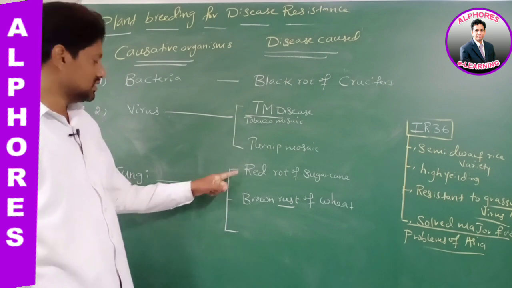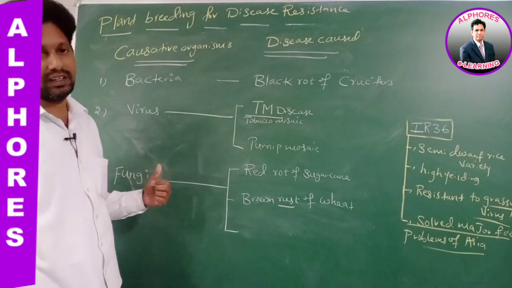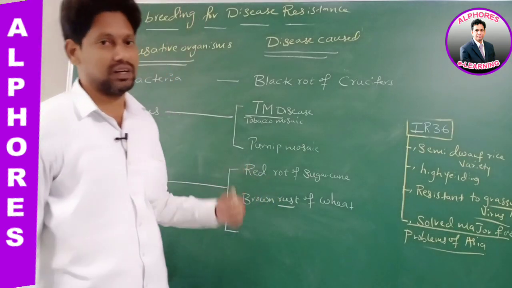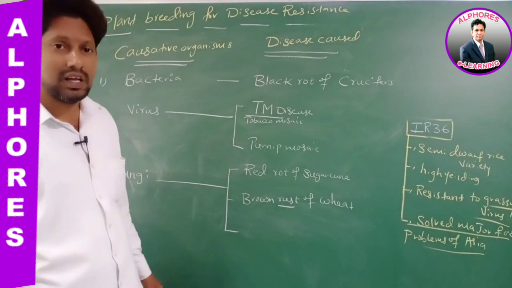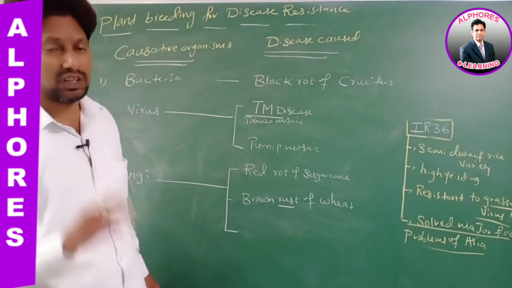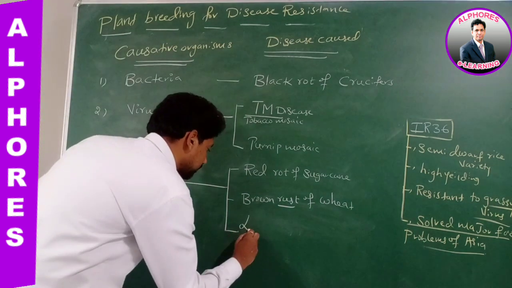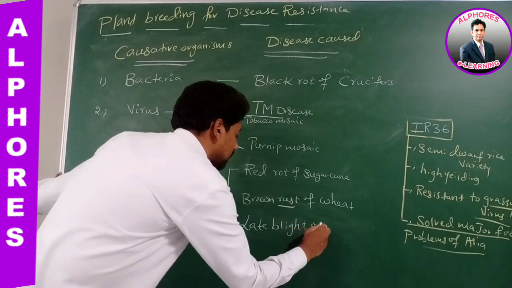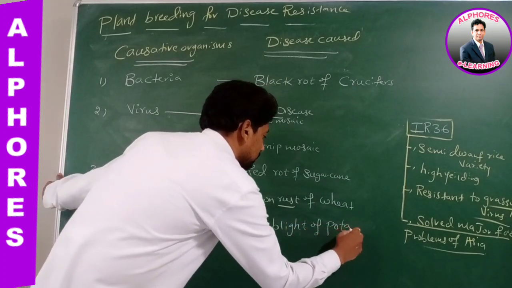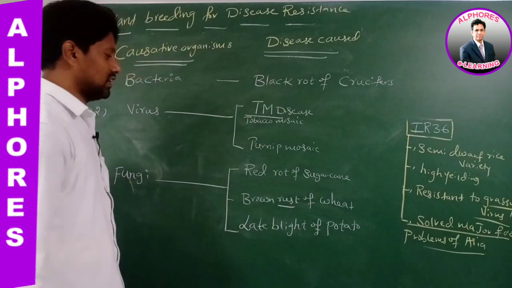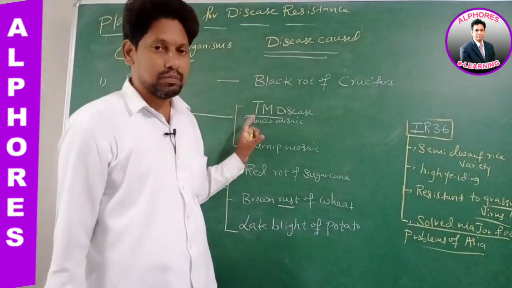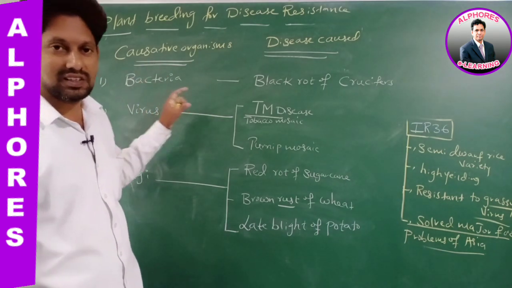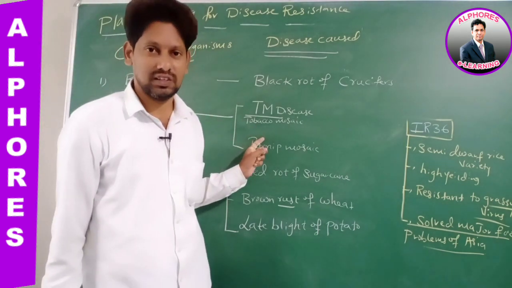These are diseases caused by fungi. These are some important diseases caused by fungi. Even we can take late blight of potato, which we did in first year. Late blight of potato is also caused by fungi. Therefore, these are some important diseases which are caused by pathogens. Thank you.